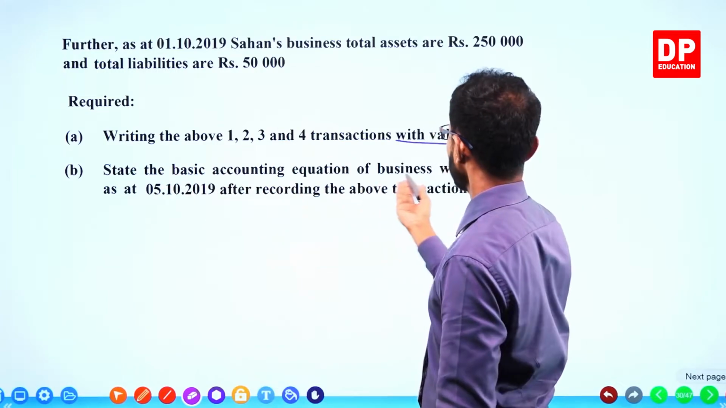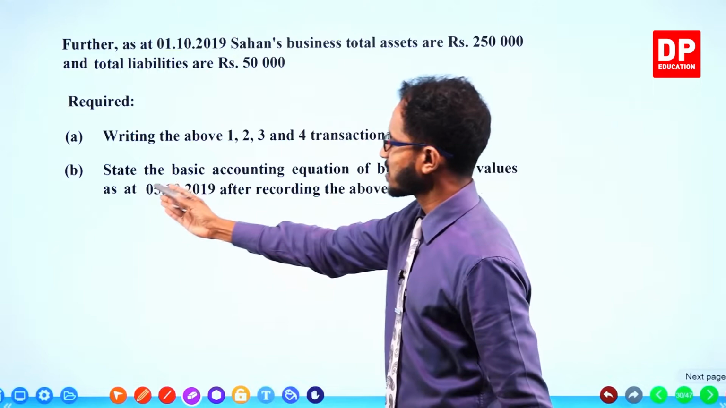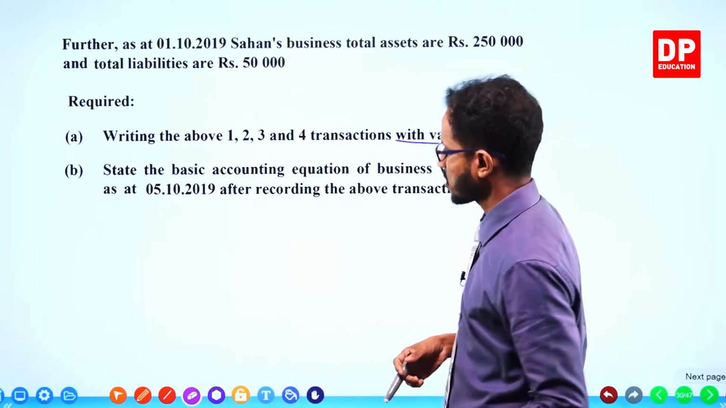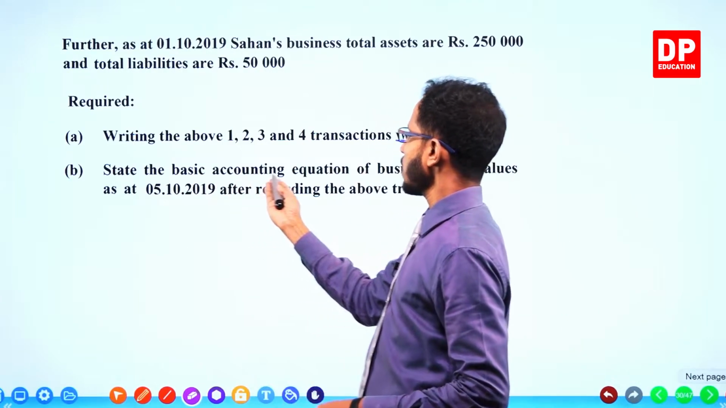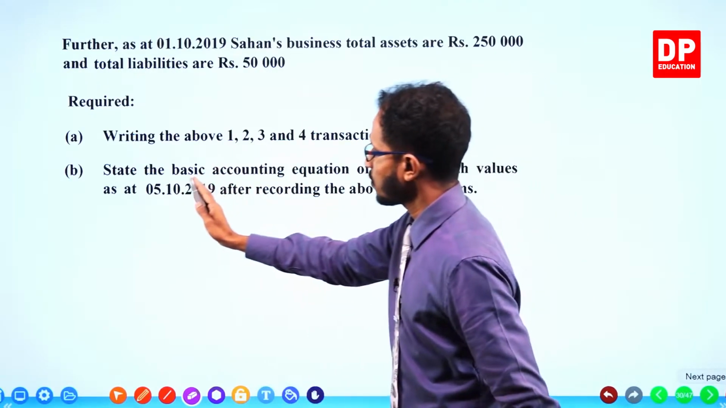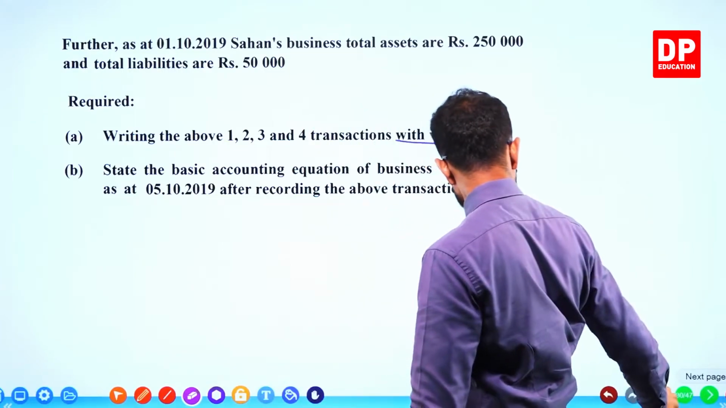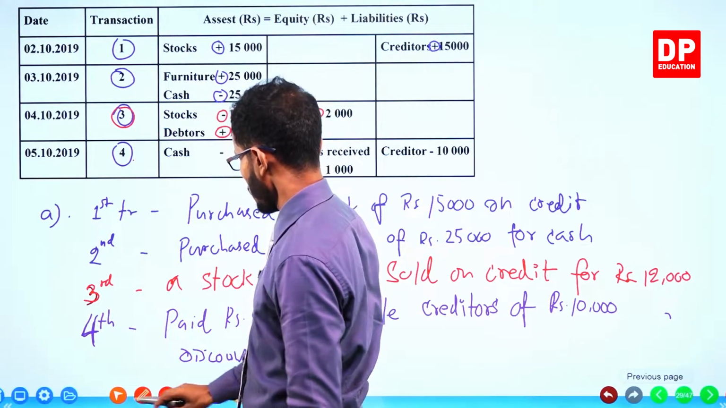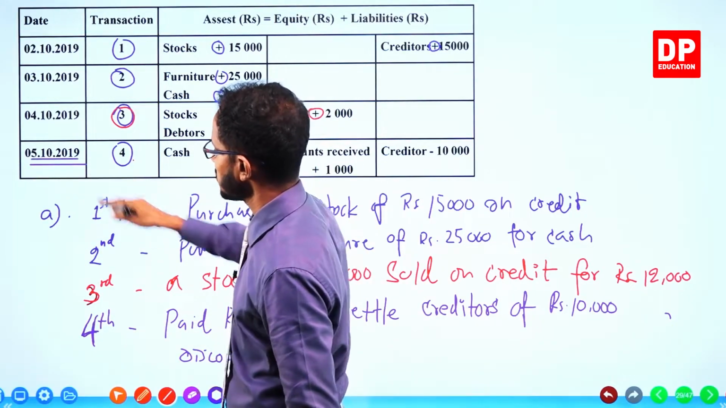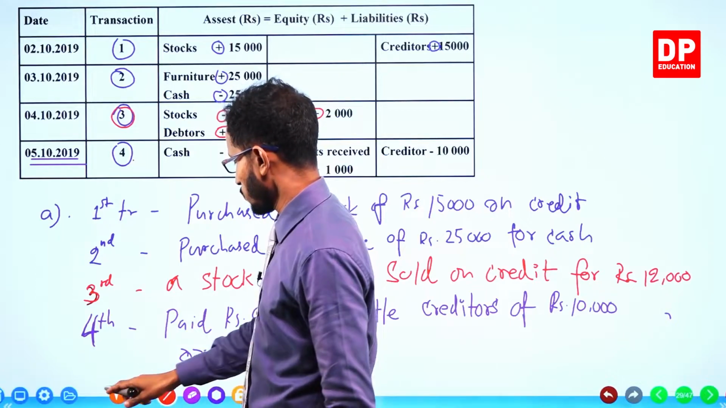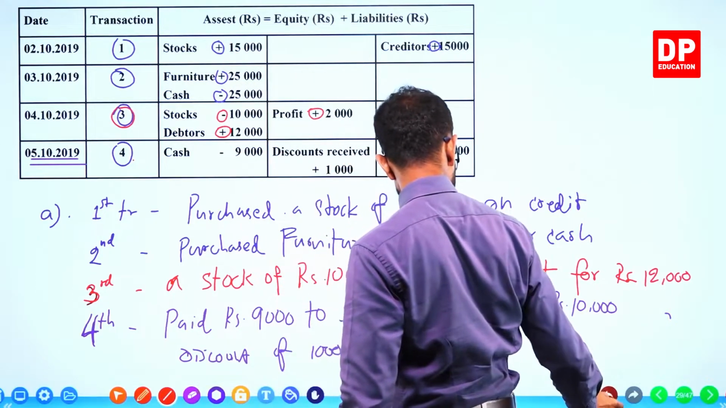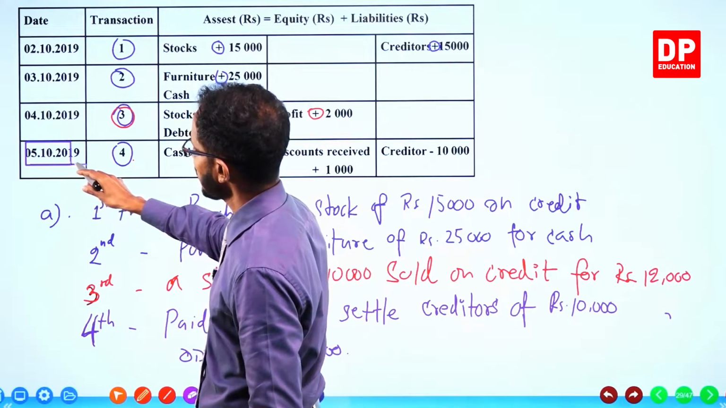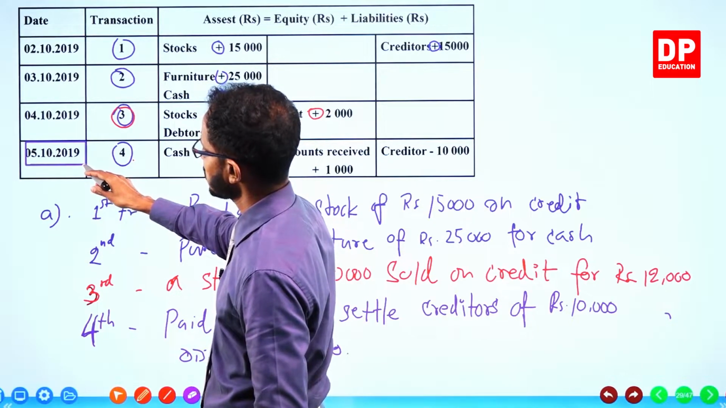Going on to the B part. State the basic accounting equation of the business with values as at 5th October 2019 after recording the above transactions. First of all, you have to check the dates. On 5th of October, the transactions are done, finished.